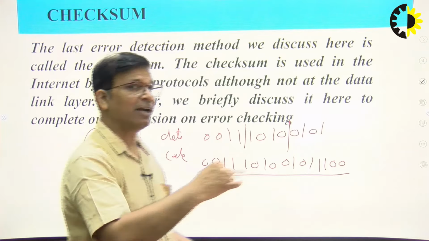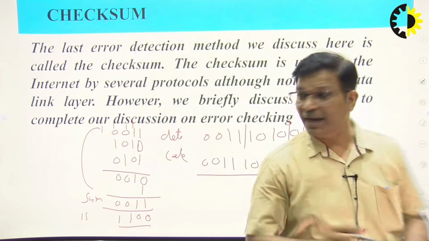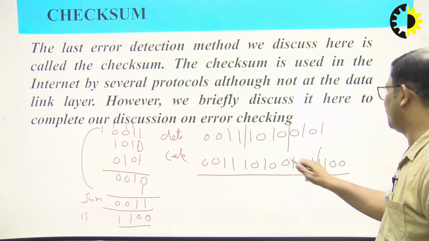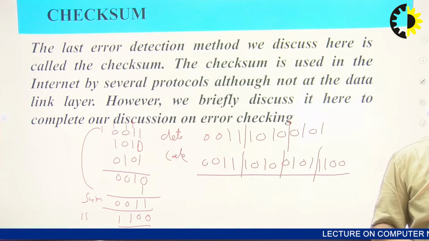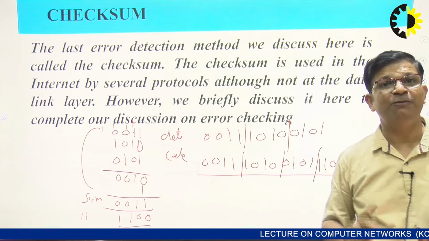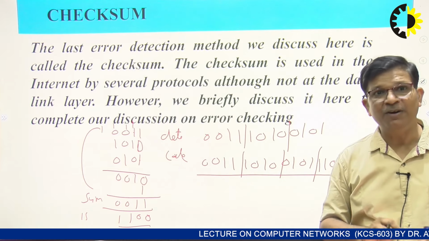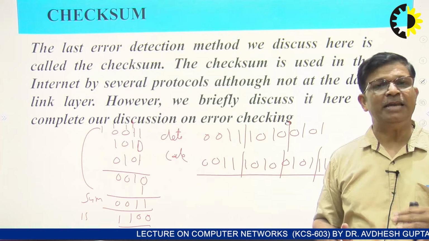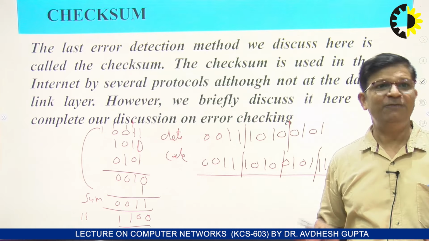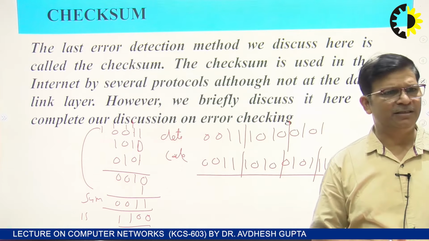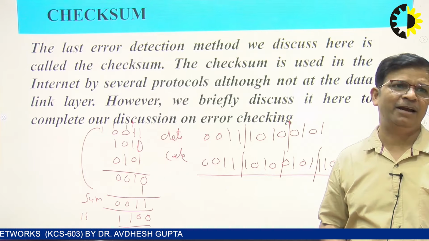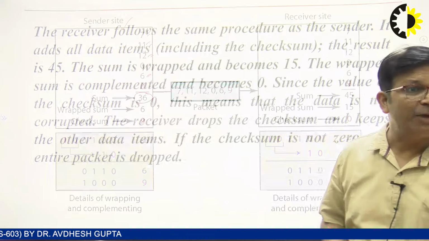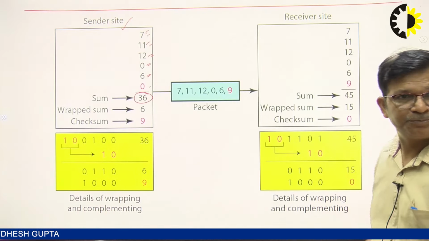At the receiver side, what will it do? It will again add this one, this one, this one, and this one. Again add. What will it get? It will get 1 1 1 1. If it gets all ones, it means the data has no error. If it gets any 0, or it does not get all ones, then it means the data has some error.